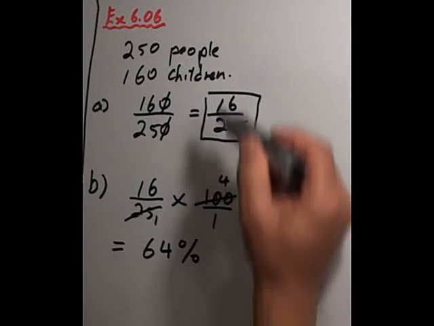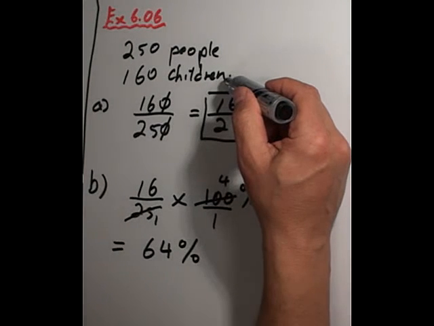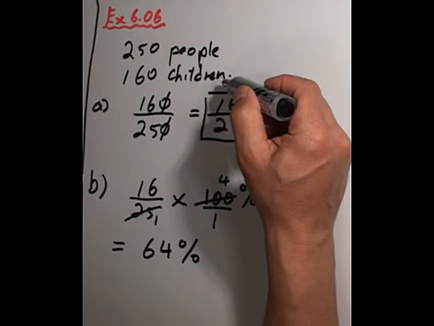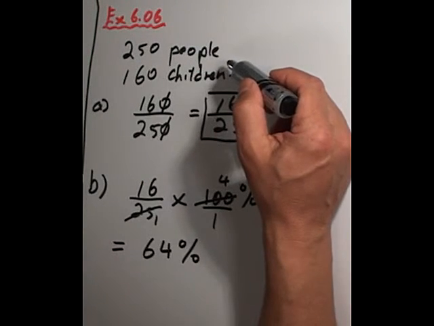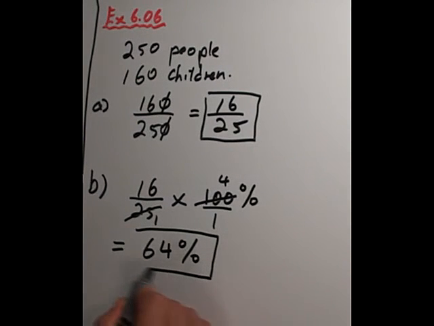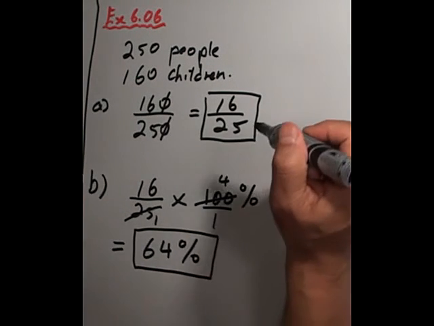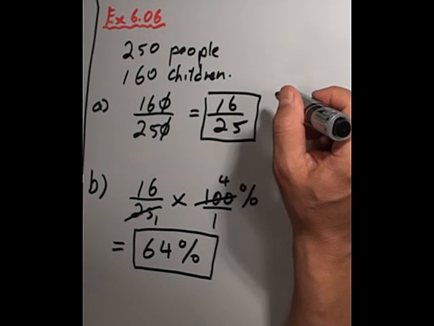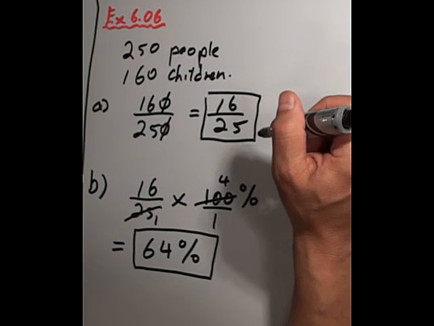So that means the percentage of children at the fete, expressed as a percentage of the whole number of people, or the total number of people, is 64%. That is the number of children compared to the total number of people. Good.